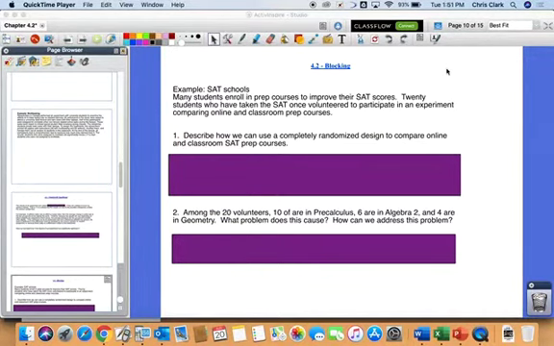So many students enroll in prep courses to improve their SAT scores. 20 students who have taken the SAT once volunteered to participate in an experiment comparing an online and a classroom prep course. So I have two different classes they can take for SAT prep. One's online, one's a classroom class. So using our knowledge of completely randomized experimental design, let's design a completely randomized design to compare these two SAT prep courses. What would I do first?